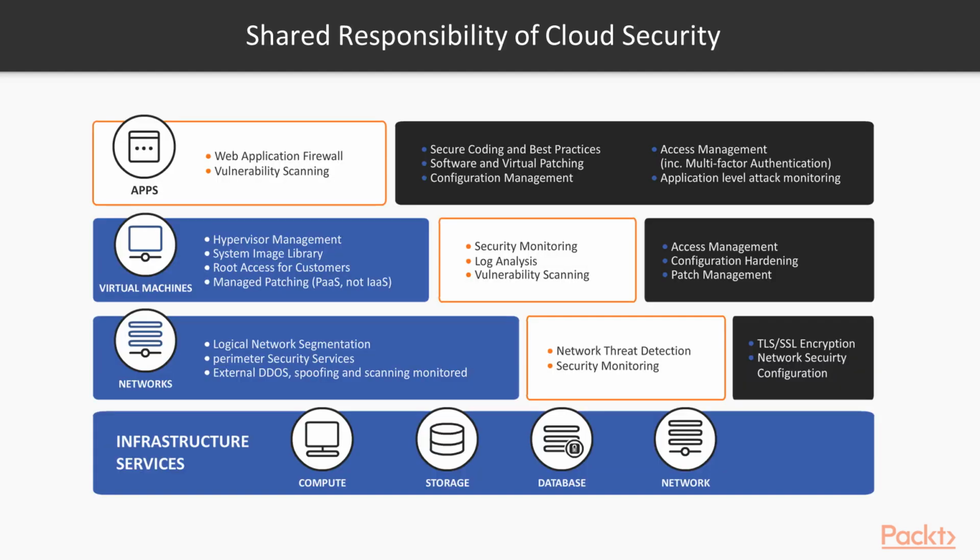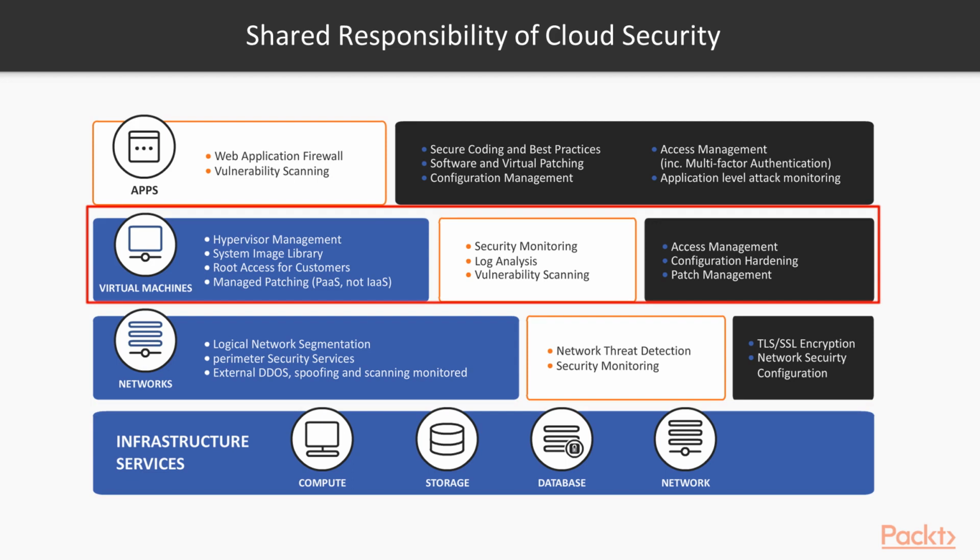Now, talking about the shared responsibility of cloud security. The cloud security responsibility falls on both the cloud service provider and the cloud user. If you see this diagram, we have the infrastructure services running in the bottom layer, which consists of compute, storage, database, and network. This is completely managed by the cloud service provider. On top of that, we have the network layer, again mostly managed by the cloud service provider, and on top of that we have the virtual machines, which will be provided to different cloud users.